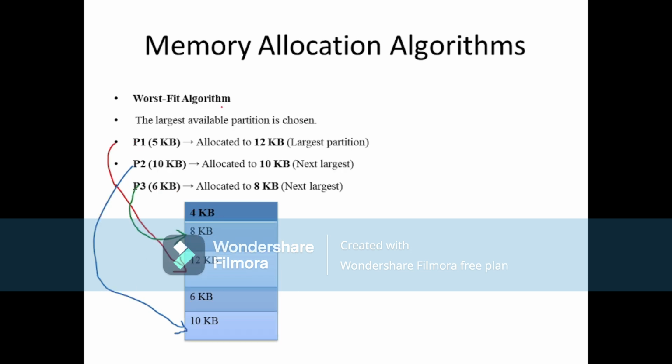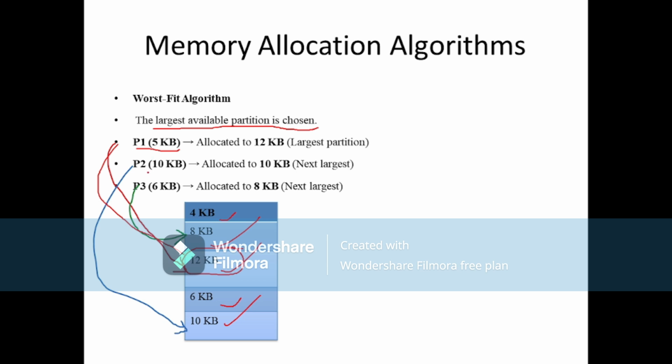Next is worst fit algorithm. In this worst fit algorithm, the largest available partition is chosen for the process. Let's have the same example. We have a process P1 whose size is 5 kb. So when we start searching for process P1, we have the blocks of 4 kb, 8 kb, 12 kb, 6 kb and 10 kb. So out of all these partitions, the block of 12 kb is the biggest partition, or we can say it is the largest partition. So P1 gets allocated to this largest partition of 12 kb.